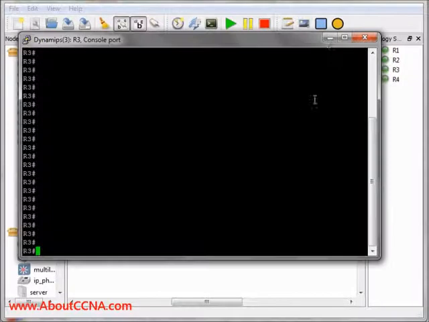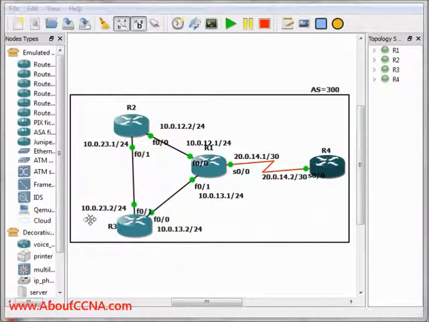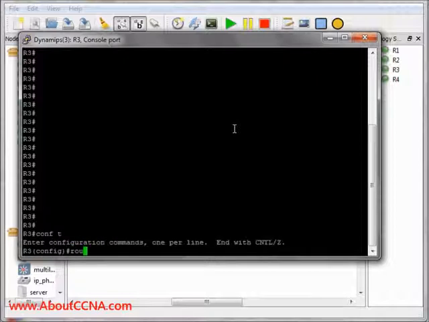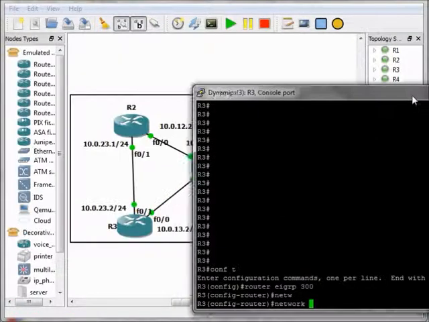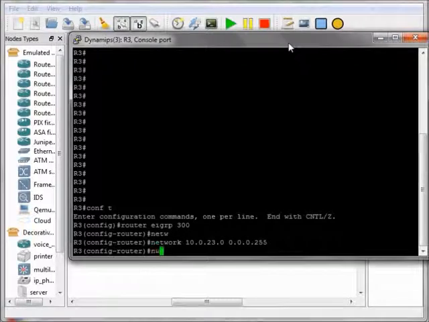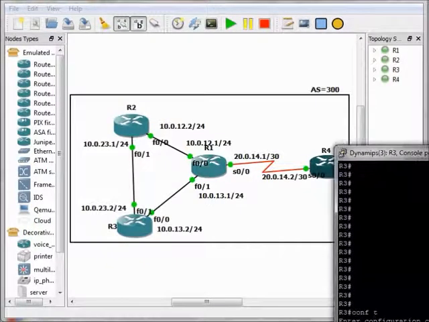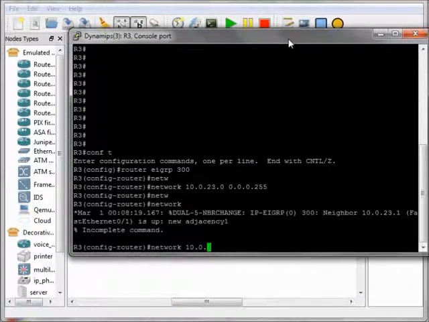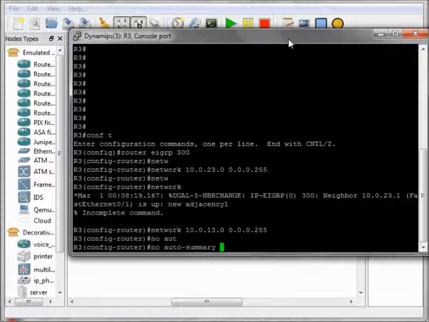So let's enter router 3. As you can see, router 3 is connected to 2 networks: 10.0.23.0 and 10.0.13.0/24. So in router 3, conf t, router EIGRP 300. Okay, network. First one is 10.0.23.0, 0.0.0.255. And second network 10.0.13.0, 0.0.0.255, and no auto-summary.